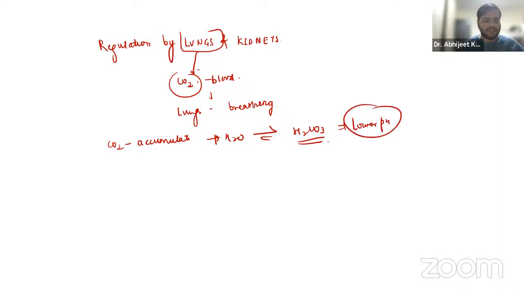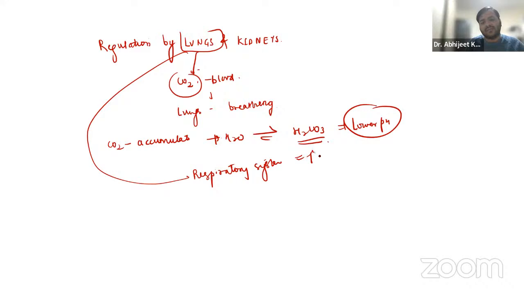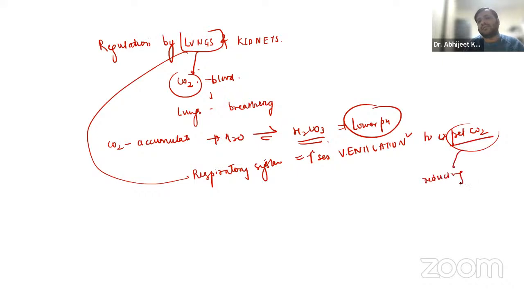Now, to restore the balance, what will the lungs be doing? The respiratory system increases ventilation. Very, very important. It increases ventilation to expel more CO2 out of the body. And if CO2 is expelled out of the body, in turn, it will help in reducing the acidity.